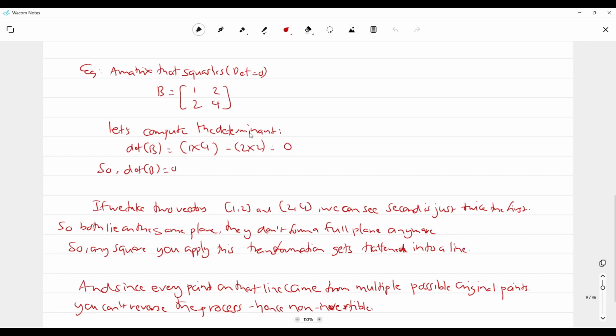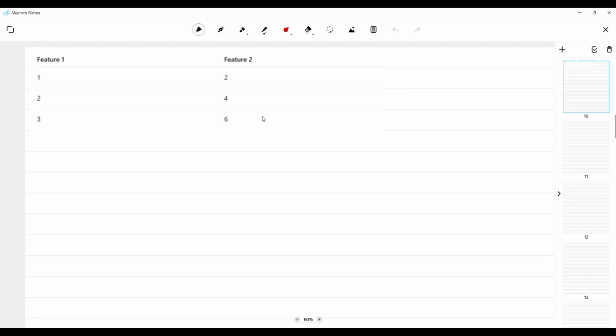That means both lie on the same line. They no longer form a 2D plane. So when you apply this transformation, your entire square flattens into a line. Area becomes 0, you've lost a dimension. And because multiple points from the original space get mapped onto the same line, you cannot reverse the transformation. That's why we say if we get the value of the determinant as 0, that means it's non-invertible.